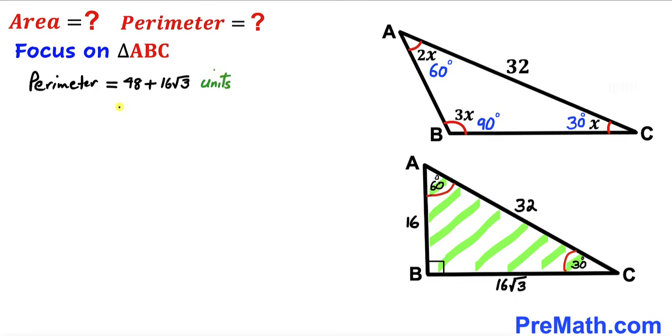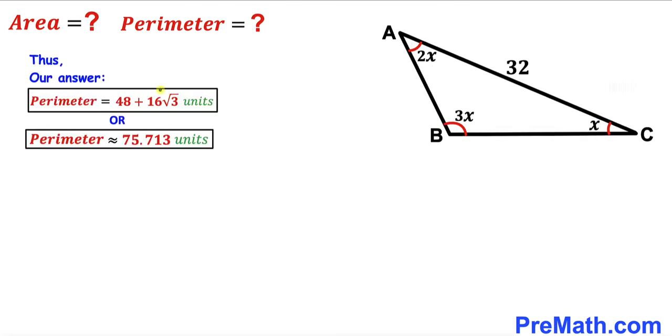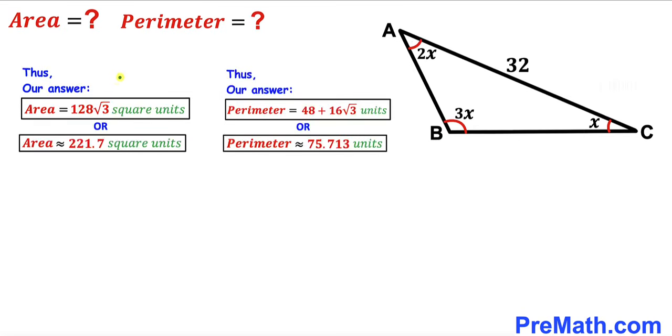And that is going to be approximately equal to 75.713 units as well. So once again the perimeter of this triangle ABC turns out to be 48 plus 16 times square root of 3 units, and that's approximately equal to 75.713 units as well. So here are the area and the perimeter, and these are our final answers.